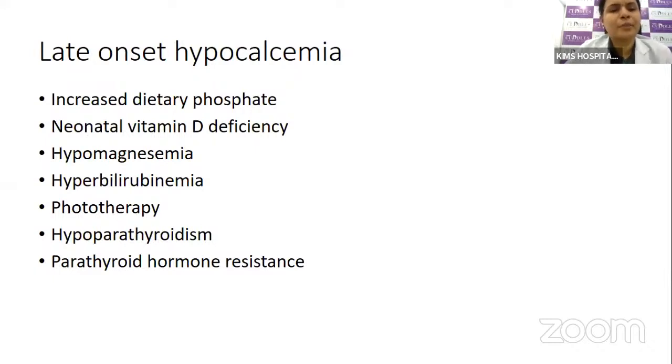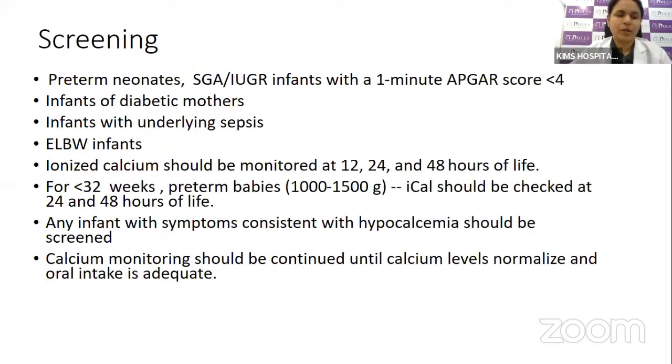On the other hand, late onset hypocalcemia often presents after 72 hours from birth, and this is generally not because of inherent fetal or neonatal factors. Late onset hypocalcemia is usually because of an identifiable nutritional or biochemical deficiency, such as dietary deficiency of calcium intake or increased dietary phosphate provision. Neonatal vitamin D deficiency and hypomagnesemia can also be associated with late onset hypocalcemia. Significant hyperbilirubinemia requiring phototherapy, as well as hypoparathyroidism and hormone resistance, can all be important causes for late onset hypocalcemia.